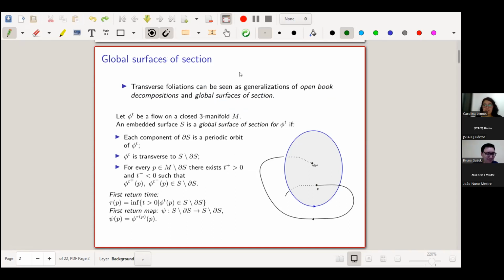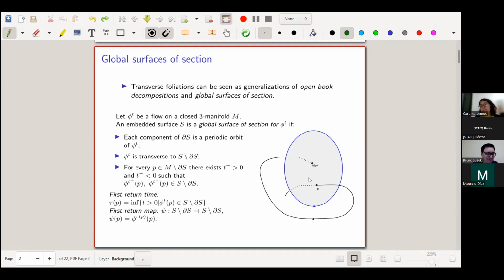So basically, for any smooth flow in a three-manifold, the idea of a transverse foliation is a kind of generalization of a global surface of section. Since I think not everybody knows what a global surface of section is, I will define it first, so then I can explain what a transverse foliation is.